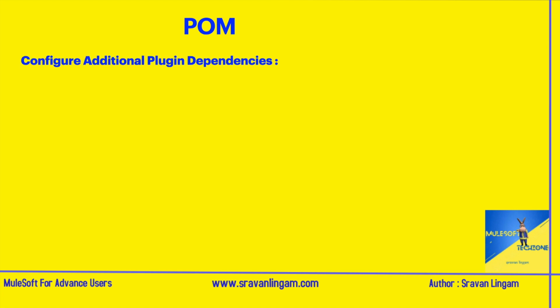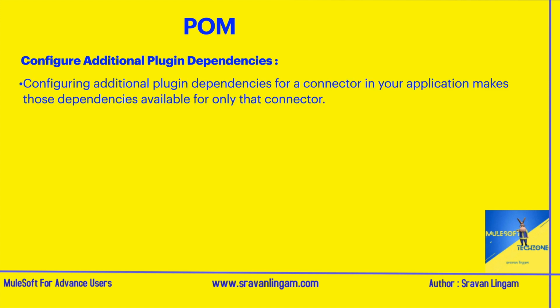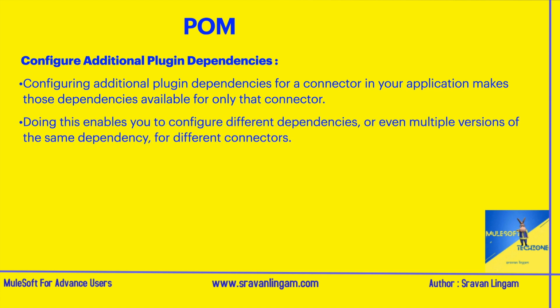And coming to additional plugin dependency, how to add an additional plugin dependency. What it does is, configuring additional plugin dependencies for a connector in your application will make those dependencies available only for that connector. So it is the opposite of shared libraries. Additional plugin dependencies and shared libraries are mutually exclusive. In shared libraries, the dependency is made accessible to other connectors. Here it is not made available for other connectors.